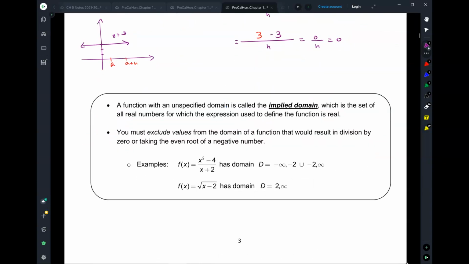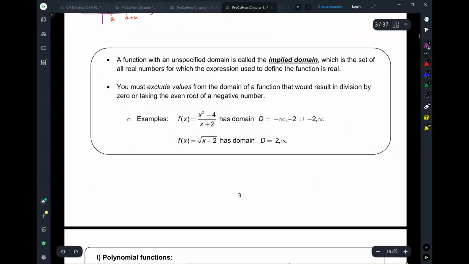All right. So that's function notation. Let's do a little bit about domain.